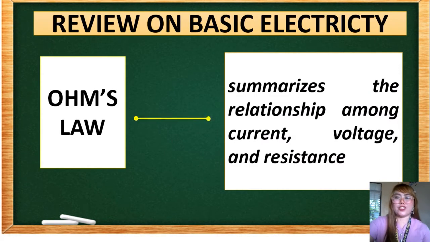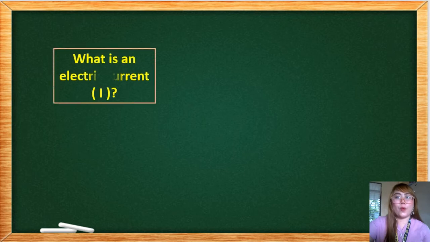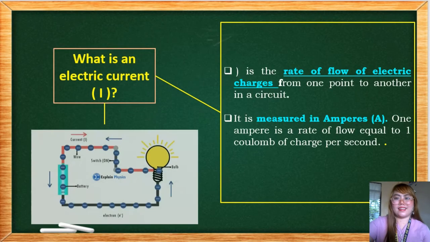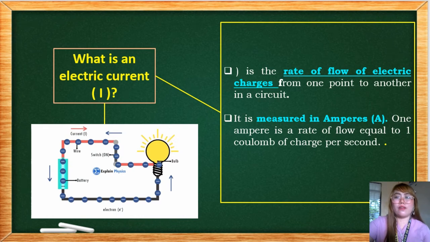In our previous lesson, we discussed basic electricity, specifically Ohm's law. Ohm's law summarizes the relationship among current, voltage, and resistance. Now, let's recall these terms. First, what is electric current? Electric current is the rate of flow of electric charges from one point to another in a circuit. It is measured in amperes. 1 ampere is a rate of flow equal to 1 coulomb of charge per second.